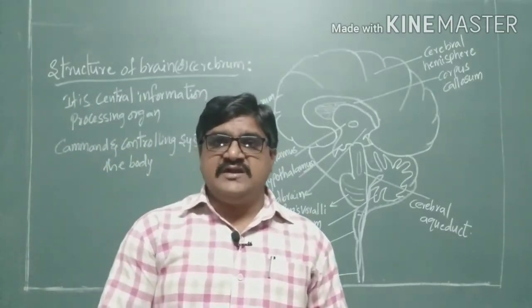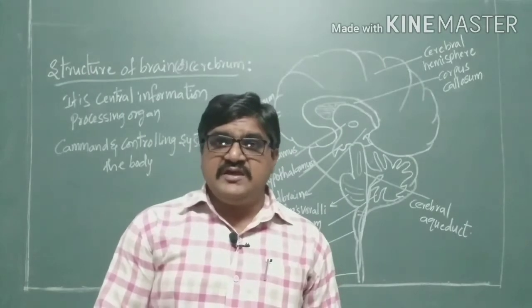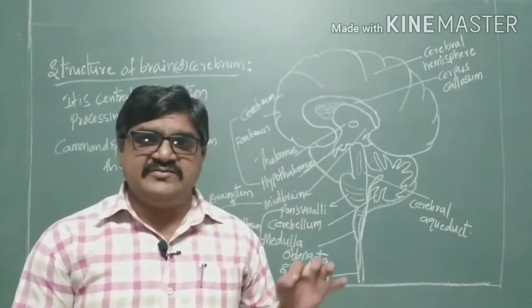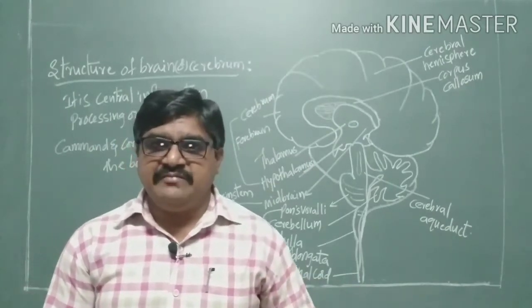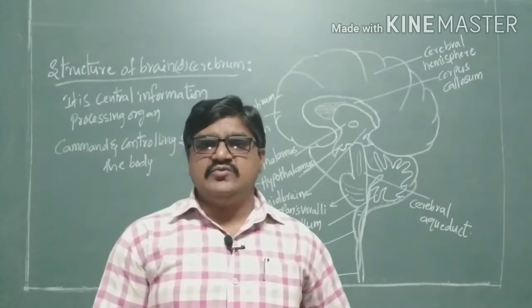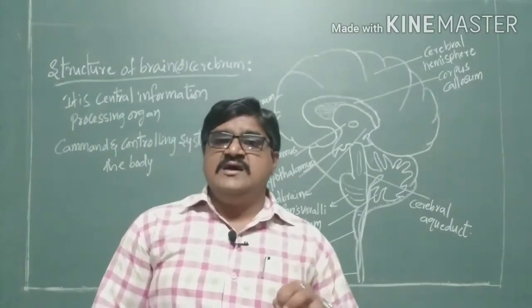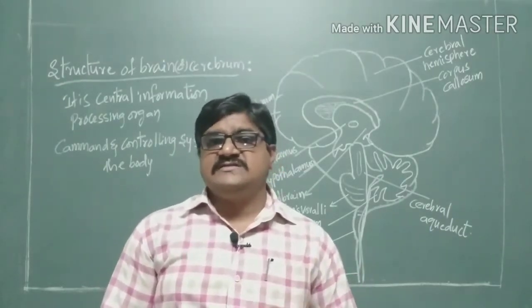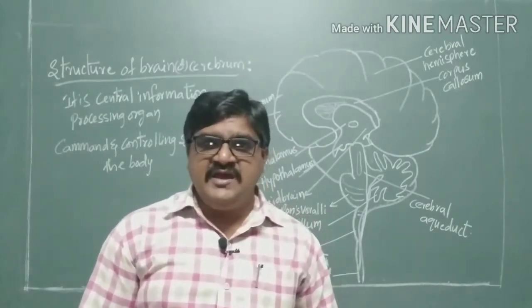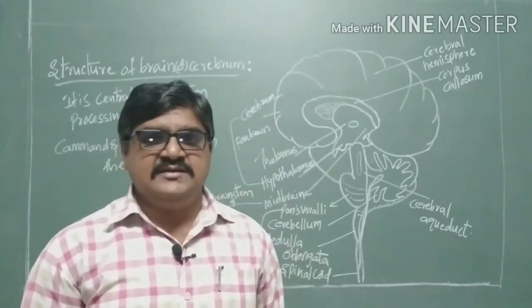We also studied the classification of the neural system, where it is classified into the central nervous system and the peripheral nervous system. Again, the peripheral nervous system is divided into the somatic and the autonomic nervous systems, which we already discussed in the last class.